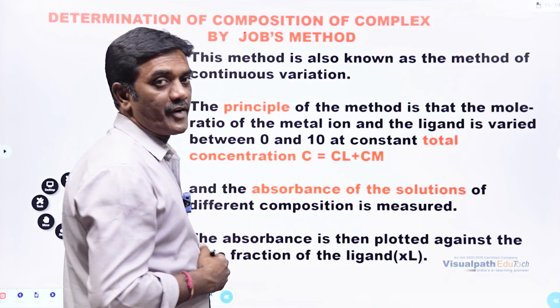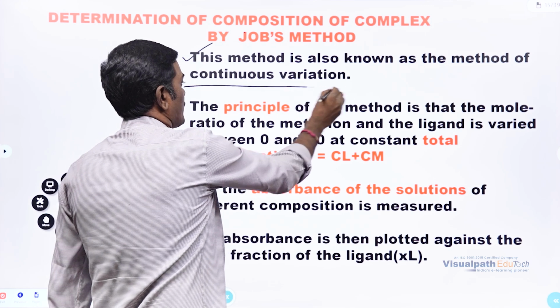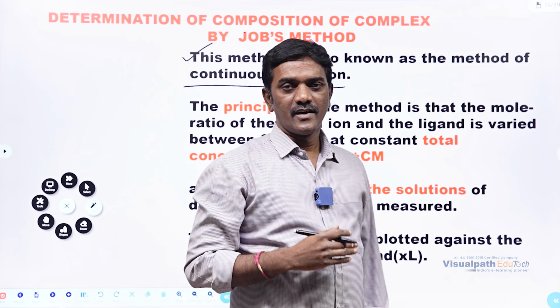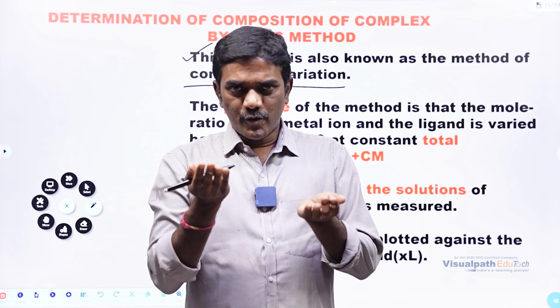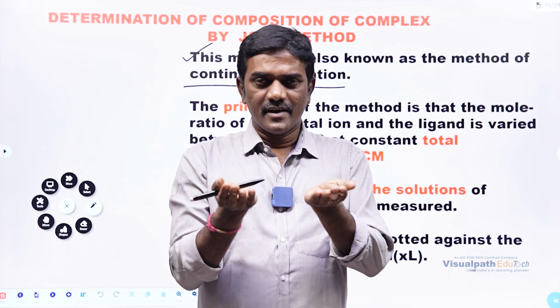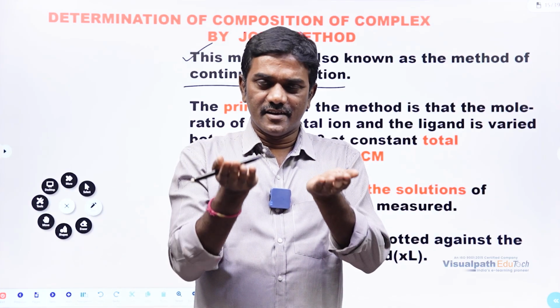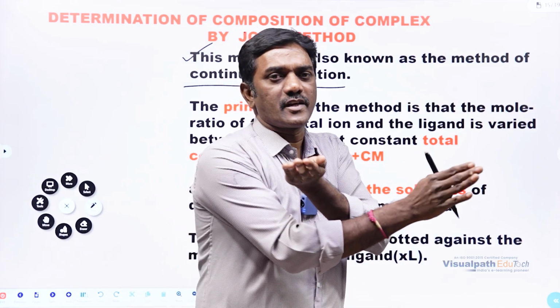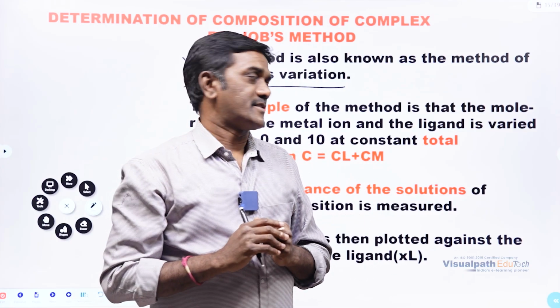The first method we are going to discuss now is Job's method. This method is also called the continuous variation method. Why do we call it the continuous variation method? Because we are going to take metal and ligand in some ratio, and we are going to vary this metal and ligand ratio while forming the complex, and so it's called the continuous variation method.